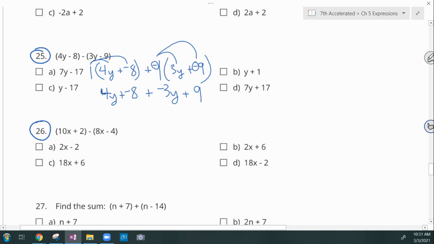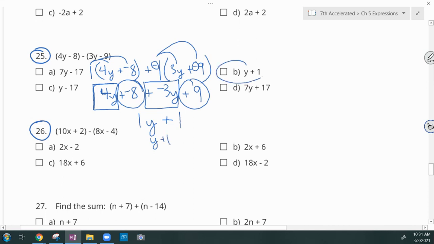What's a simpler way to say this? If I said add 4y's, then subtract 3y's, what's a simpler way to say it? Well, let's just add 1y. That's a more simple way to say it. And if I add negative 8 and then add 9, a more simple way to say it would be add 1. So that would be y plus 1, which is right here.